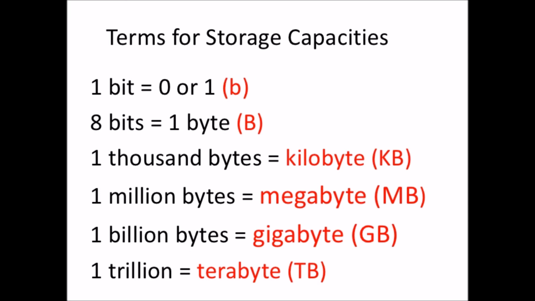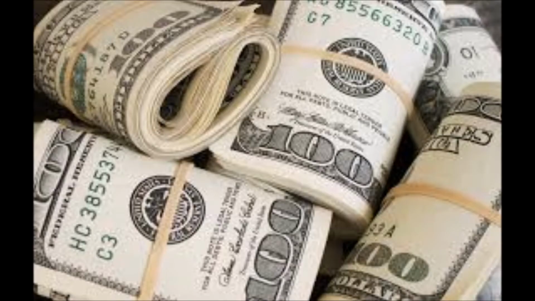There are 4 distinct prefixes that are used when identifying memory. These 4 are kilo, mega, giga, and tera, going from smallest to largest. A kilo represents 1,000, a mega represents 1,000,000, a giga a billion, and tera a trillion. So how much is each prefix worth?